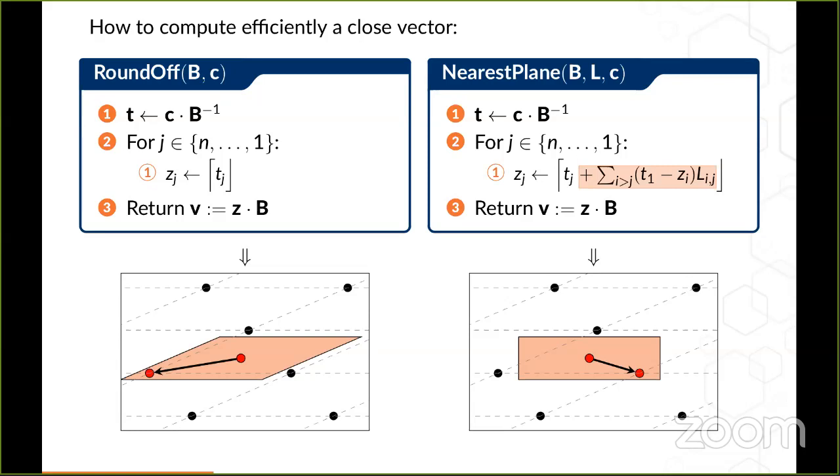And we can show that the nearest plane algorithm will give better quality output in the sense that it will give you closer outputs, on the average and also in the worst case. And so the nearest plane algorithm is more desirable for cryptography. But unfortunately, and this is what I will discuss in the rest of the talk, it's harder to accelerate it over ring lattices. And this is what I will talk about in the next slide.